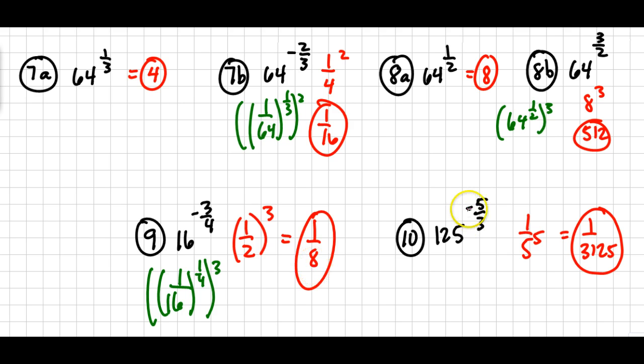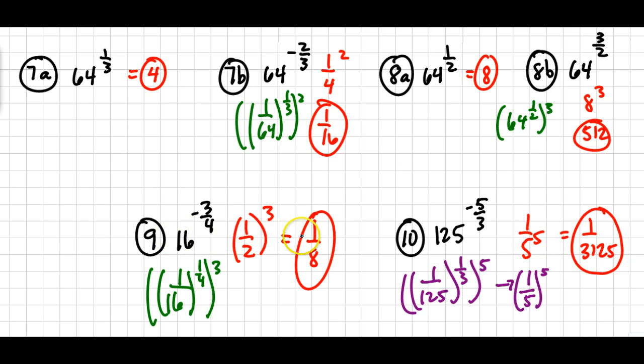On number 10, because of the negative, I flip the base over, and I'm going to do the root first and then the power. So the 5 got pulled off, and I do a 1/3. So the cube root of 1 is still 1. Cube root of 125 is 5. Technically, I need to do both of those to the 5th power, but I already know that 1 to the 5th is 1, so 5 to the 5th is all I have to worry about on the bottom, which is 3125.